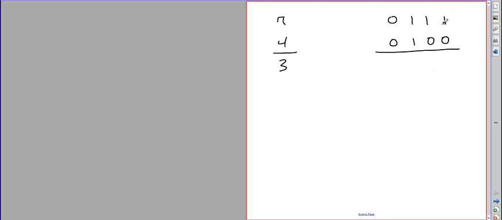So 1 minus 0 is 1. 1 minus 0 is 1. 1 minus 1 is 0. 0. So what we end up with is 0, 0, 1, 1. So remember what we do is we take these powers of 2, multiply them by the corresponding zeros and ones. So you'll see we get 2 plus 1 is 3.